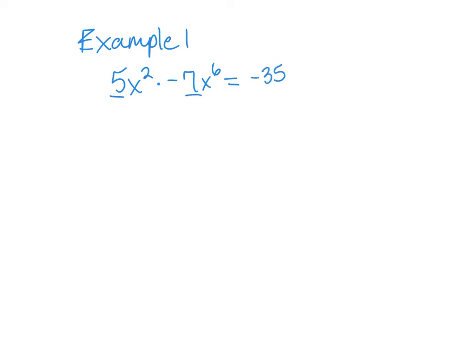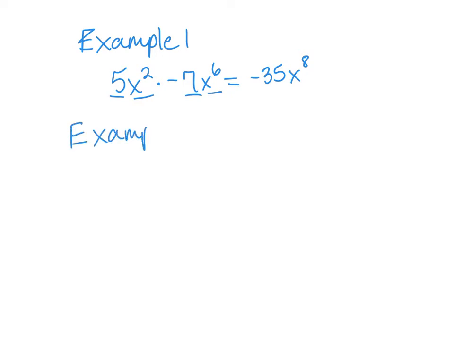So first example is going to be 5x squared times negative 7x to the 6th. So this one is straight up product rule, multiplying things together. So you're going to multiply the coefficients. 5 times negative 7 is negative 35. And then for the exponents, you're going to add them together: x squared times x to the 6th, so 2 plus 6 is x to the 8th. Okay, so that one's a product rule.